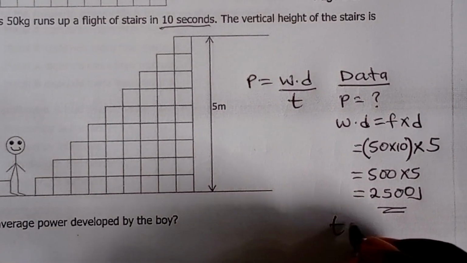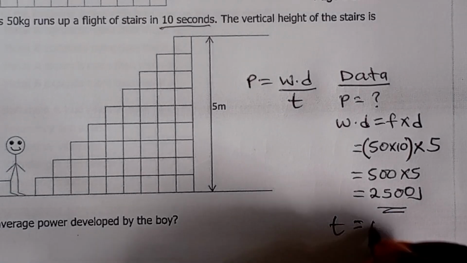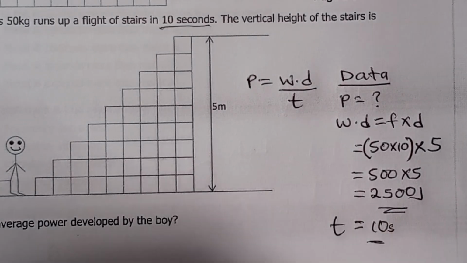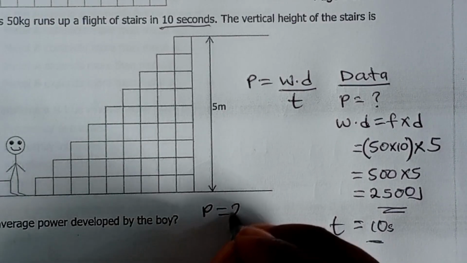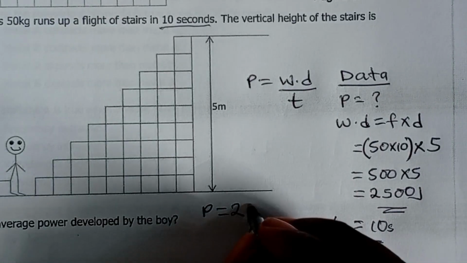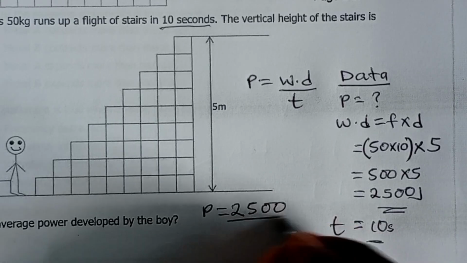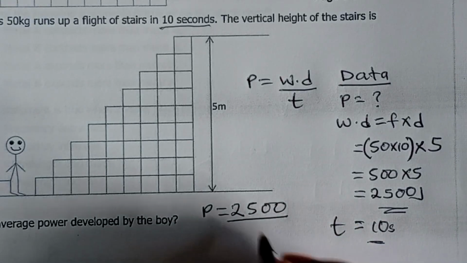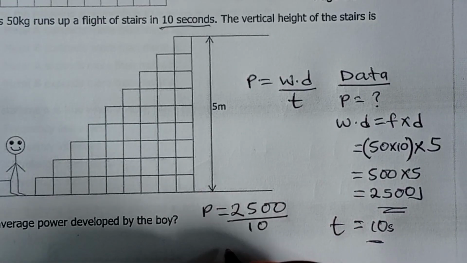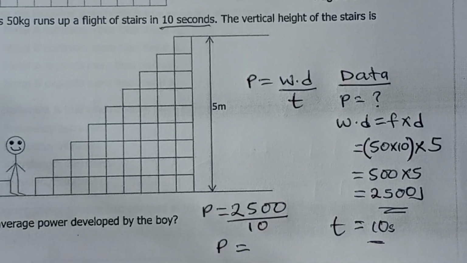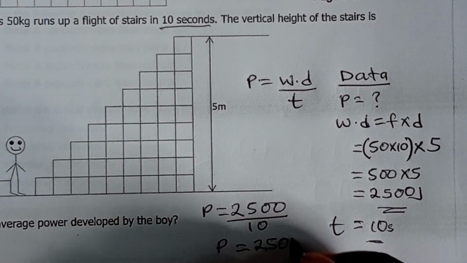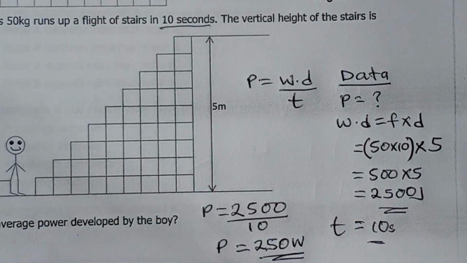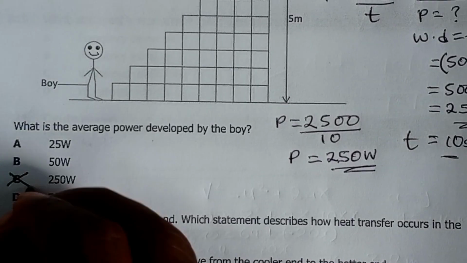Then time taken. Time taken is given to be 10 seconds. Power is equal to work done, which is 2,500, divided by the time taken, which is 10. So power is equal to 2,500 over 10. The answer is 250 watts. So the answer is C.